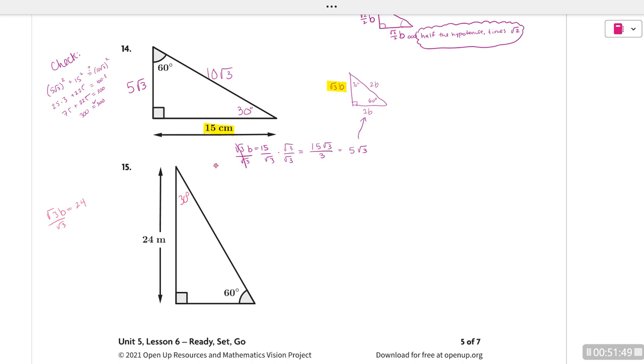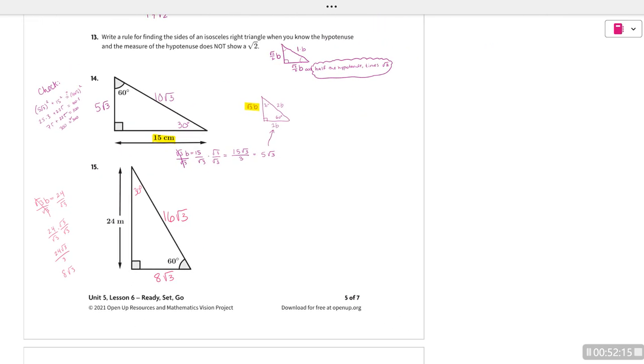Just like last time, we're going to divide both sides by square root 3. So 24 over square root 3. Let's rationalize this by multiplying by square root 3 over square root 3. That gives us 24 square root 3 over 3, which becomes 8 square root 3. So that's our side across from 30, 8 square root 3. And we're going to double it to get our hypotenuse, 16 square root 3. We checked the last one, so we won't check that one.